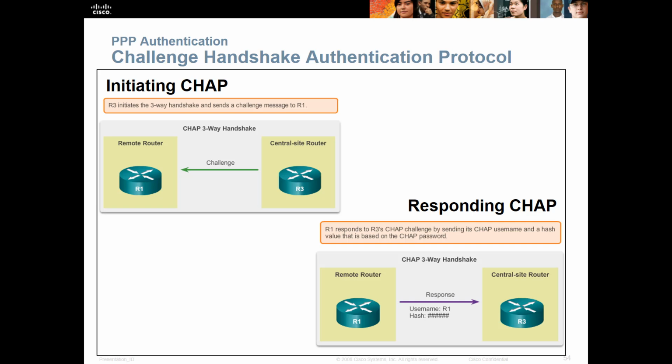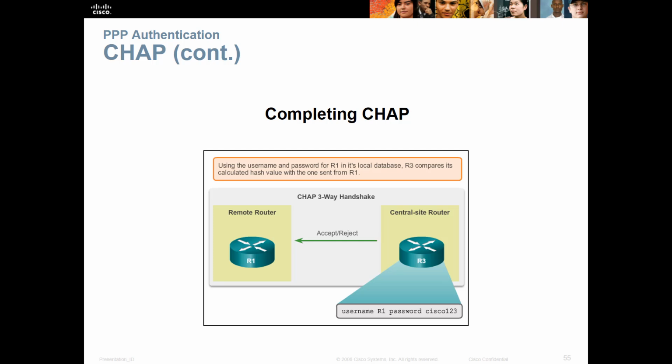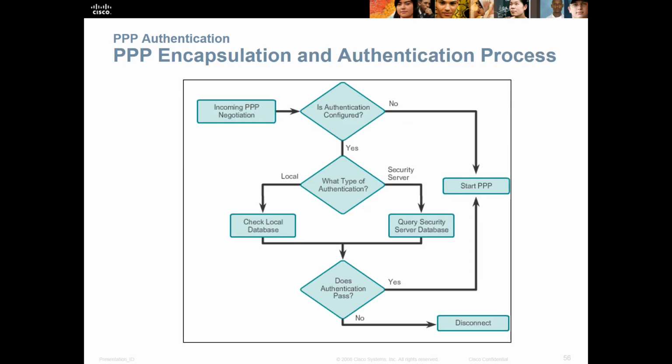CHAP will do a three-way process. There will be a challenge, a response, and then an accept or reject. The challenge will come from the destination. The source will then respond with the appropriate username and hash value of the password. And then the destination will either accept the hash value or not. There is a flowchart for the encapsulation and authentication process. Authentication then will flow into whether it's valid or not.